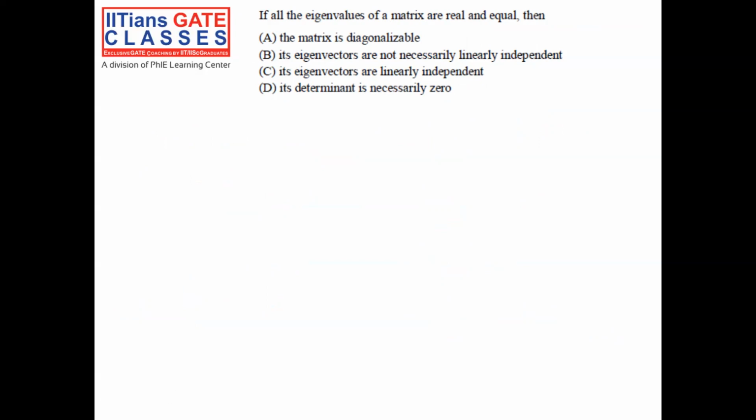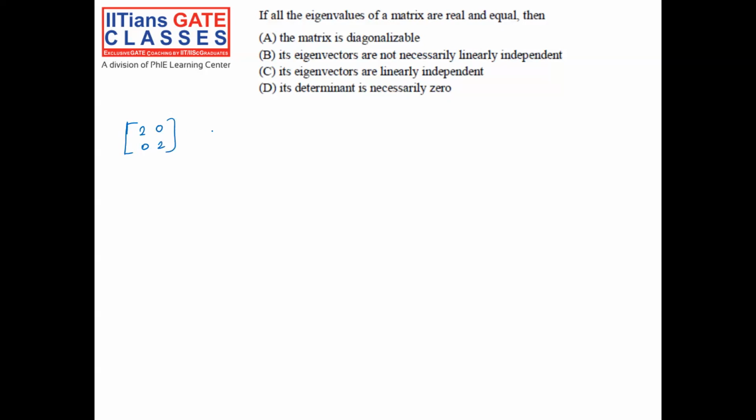If all the eigenvalues of a matrix are real and equal, which of the following options is correct? That is what we have to find. So when is it possible to have real and equal eigenvalues? Let's take a simple example, like this: 2, 0, 0, 2. I will calculate the eigenvalues.